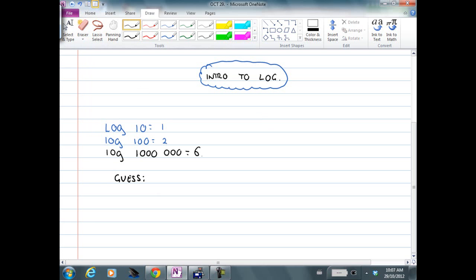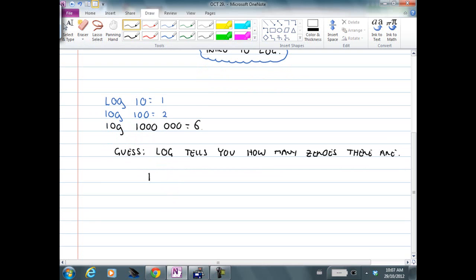So Nash says log tells you how many zeros there are. That's what log is. It tells you how many zeros there are. That's a guess. What if I give you this question? We're getting there soon. Log of 20.